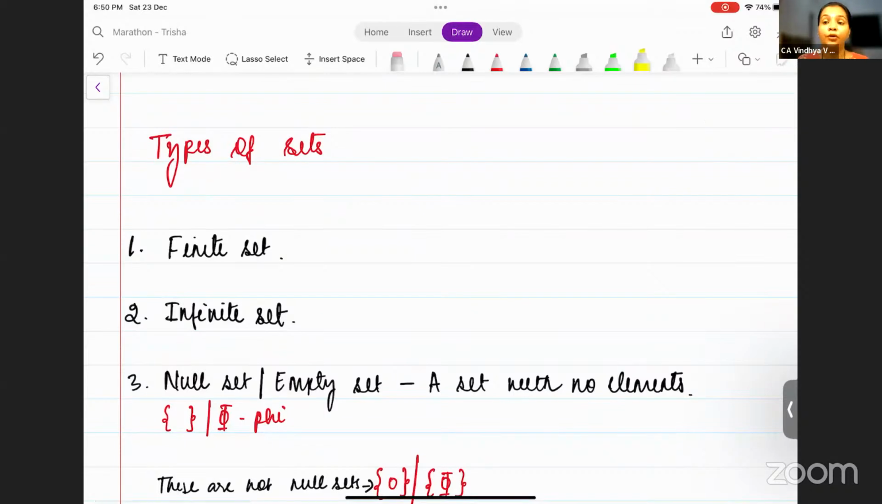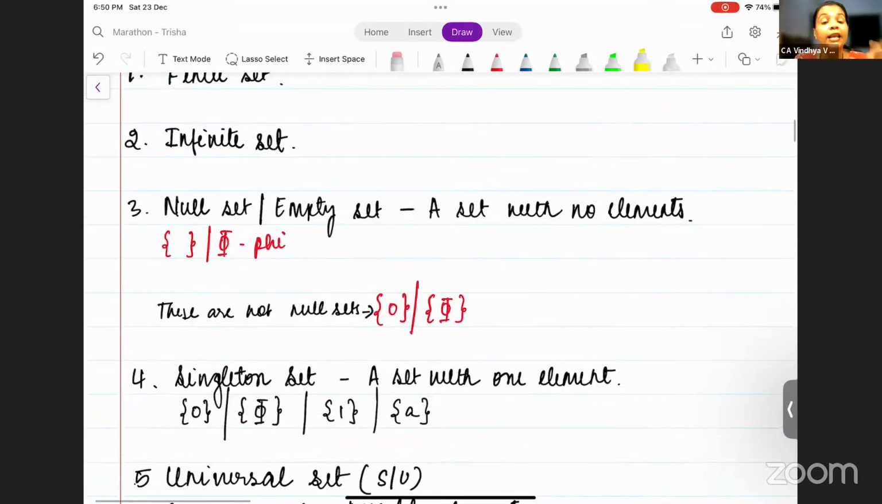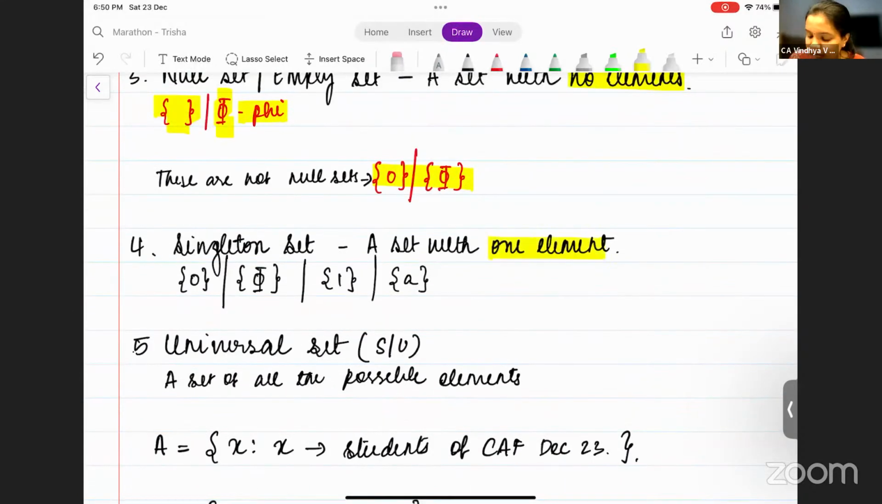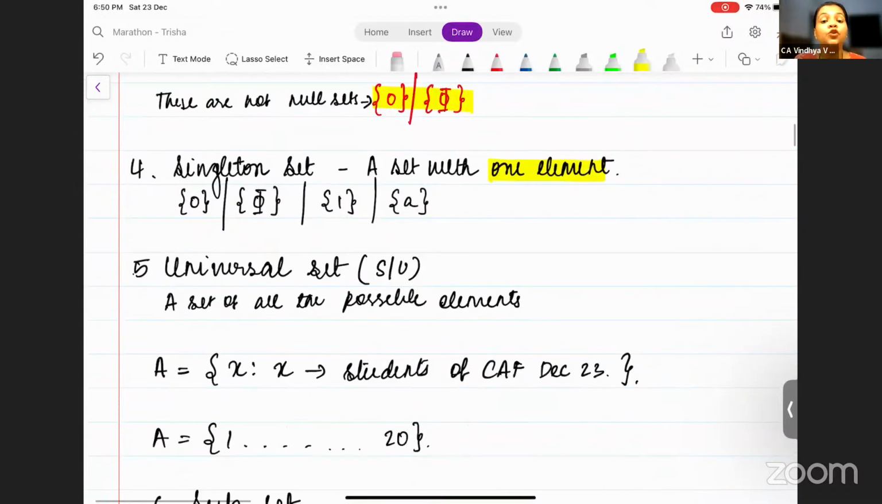Next, moving on to types of sets. First one is finite set, where there are a finite number of elements. Infinite set has infinite elements. Null set means with no elements. A null set is represented either with only the brackets or with the Greek alphabet phi. Now these two are not null sets. Remember, a singleton set has one element. Next, universal set, which has all the possible elements.